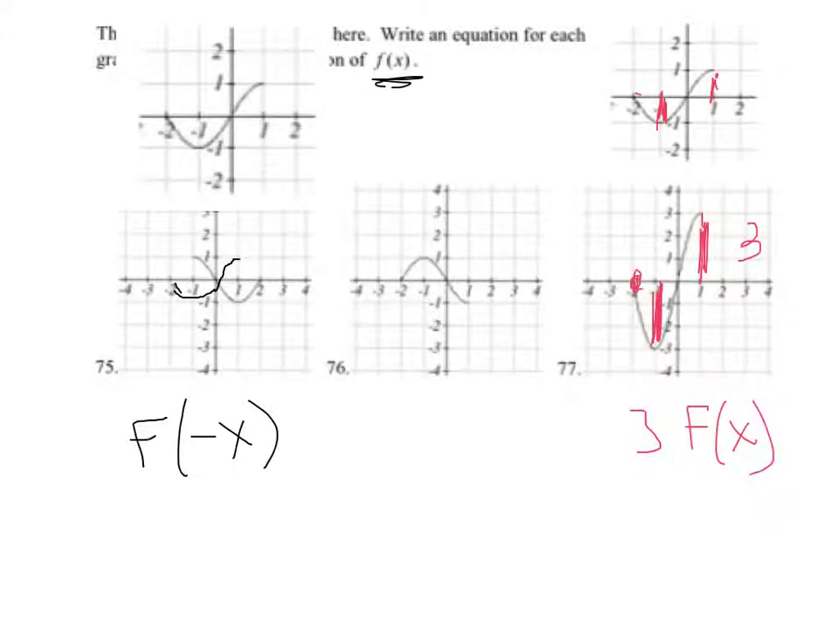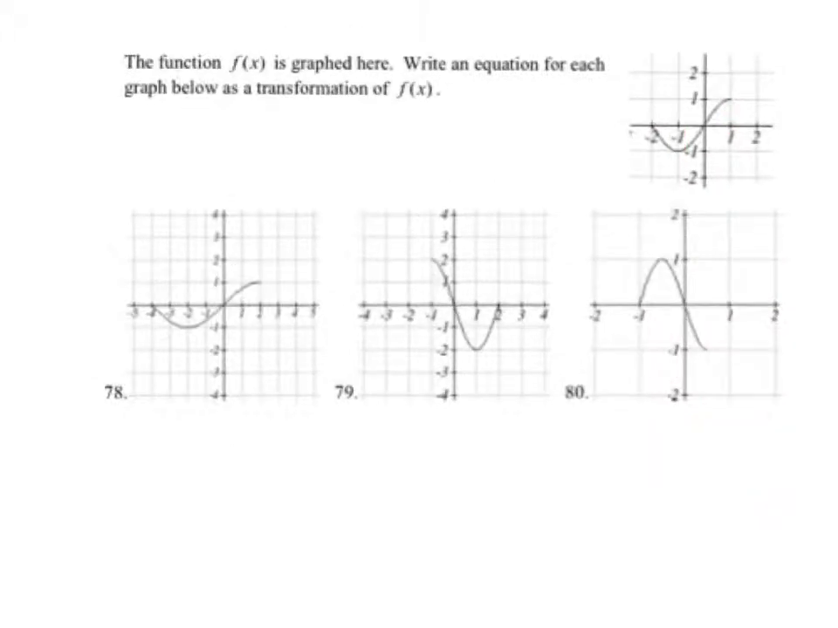Okay. Now for 79, it looks like, let's see, it's in the same place. Oh, no, it hasn't. I'm sorry. It's been reflected, hasn't it? The -2 in the original is now +2 in this one. So it's been reflected around the x-axis. I also see that it's going up to +2 and down to -2, which is twice as big as what these are doing. So I think it's going to be 2.